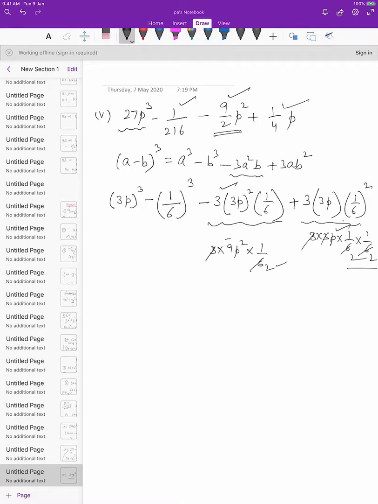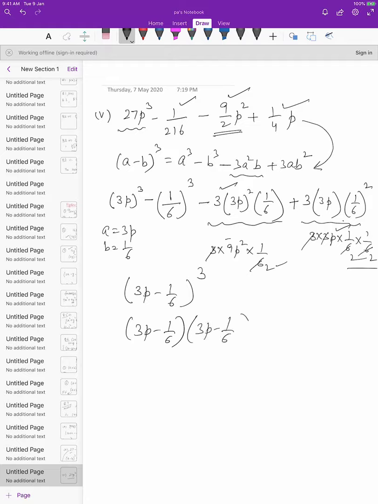So again, this expression is exactly following the pattern of the identity (a minus b) whole cube, and hence can be written as (a minus b) whole cube, where what is your a? A was 3p and b was 1 by 6. So can I write (3p minus 1 by 6) whole cube, or (3p minus 1 by 6) into (3p minus 1 by 6) into (3p minus 1 by 6).